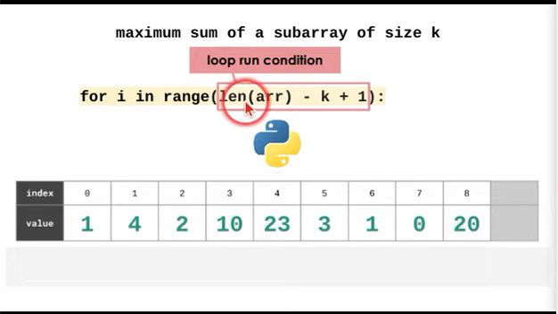I only need to set the condition for the loop stopping point. Here you see I have the length of the array minus k, but in Python I'm going to add a +1 because the stopping point is exclusive. So if I don't add the +1, the length of the array minus k is 5, but the stopping point is exclusive. I need to add 1 to include the 5.